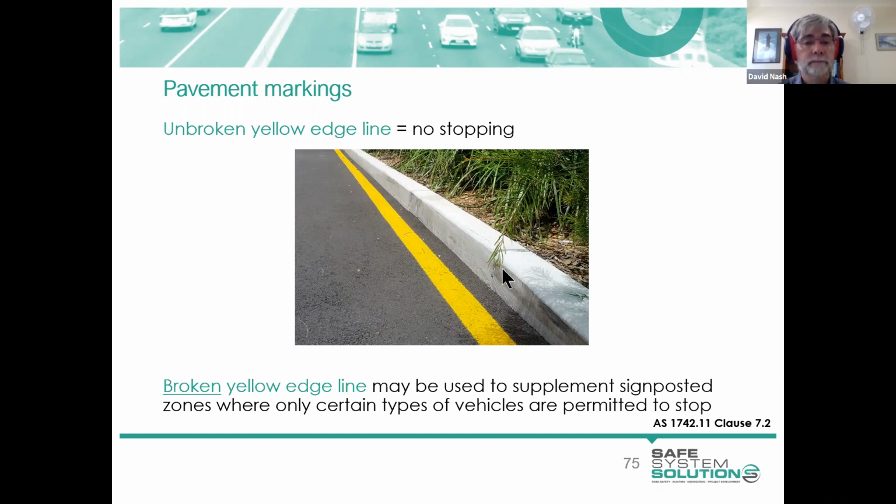You can use a broken yellow edge line to supplement signposted zones where only certain types of vehicles are permitted to stop. That is rarely done in Victoria. I think we prefer to actually put, well, the signs are necessary anyway, so it's just a question of, do you reinforce the signs with a broken yellow line? And they do in other states, but not so much in Victoria.